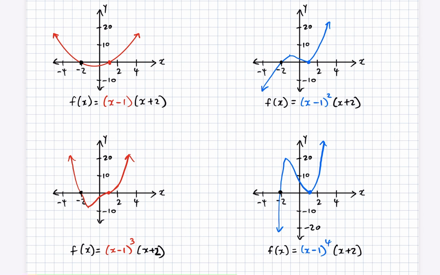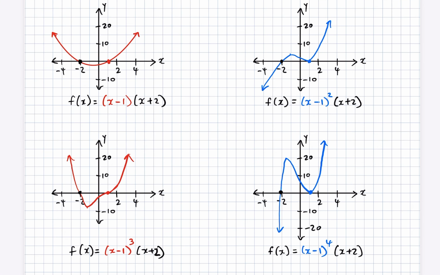So when we're talking about the multiplicity of 0, when the multiple is an odd number, so these are odd numbers, right? This is raised to the power of 1, this is raised to the power of 3, and it would be the same if it were raised to the power of 5 or 7. So when it's an odd multiplicity, the function goes through the intercept.